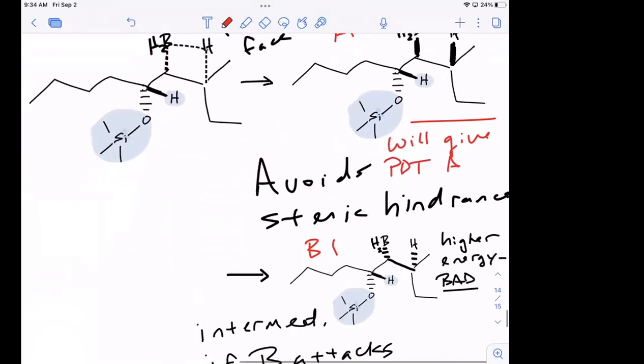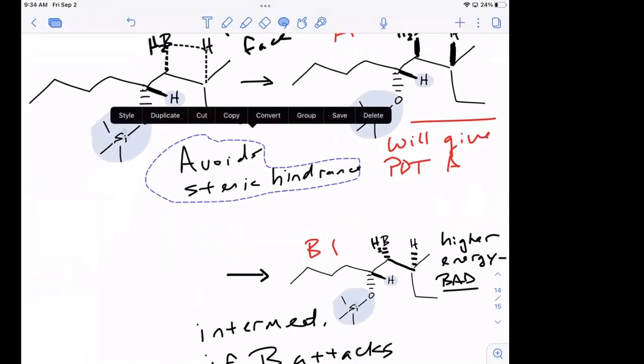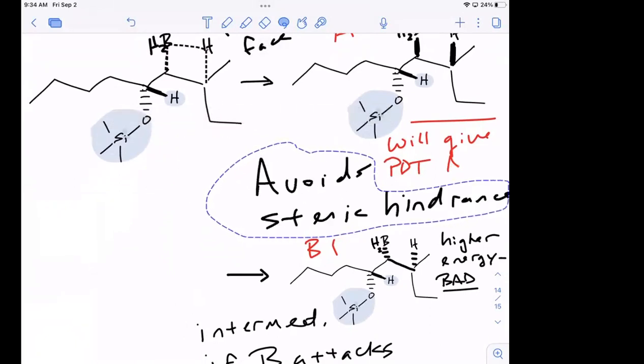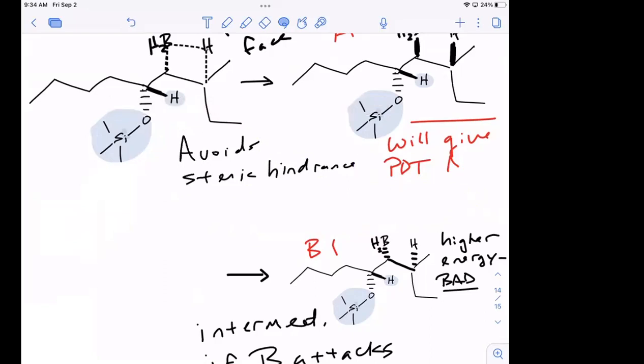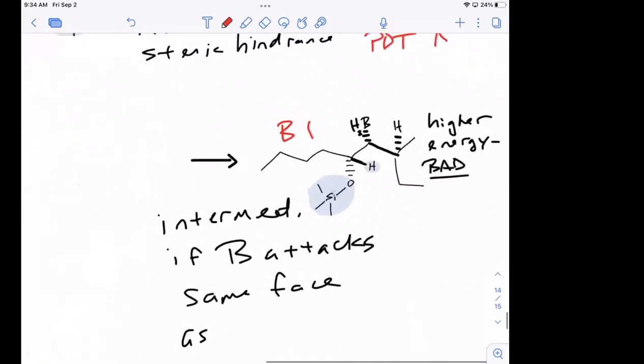Where you have the two groups opposite to one another, the amount of steric hindrance is less and the energy is lower. So this is the low energy pathway. And then the other intermediate, where the two groups are on the same side, is going to be the higher energy pathway, and it's going to give you product B.